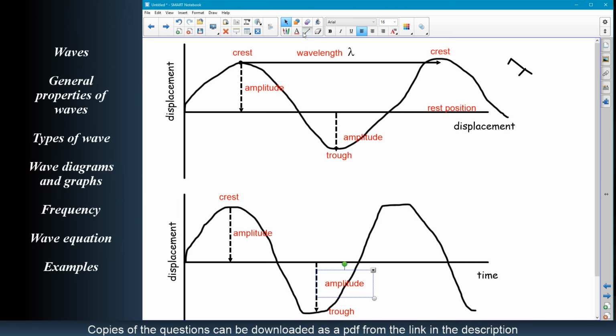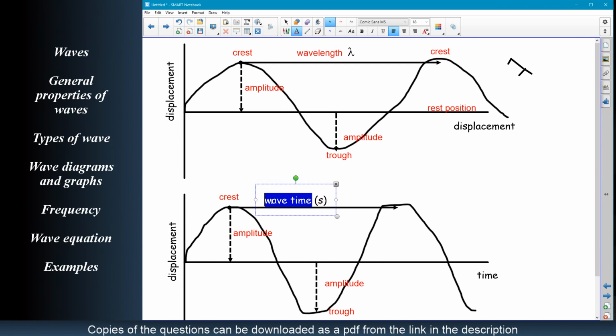The difference here now is the line from crest to crest. Because no longer are we looking at a length. If I was to measure this from a graph, this would be a certain number of seconds, and seconds is not a length. Lengths are meters, centimeters, inches if you're from America. This, on the other hand, is a time. So this is the wave time, and it should be measured in seconds.